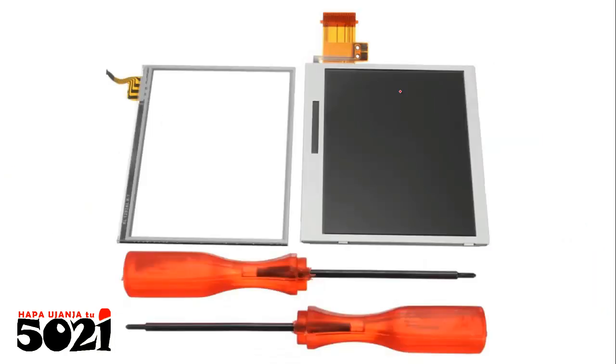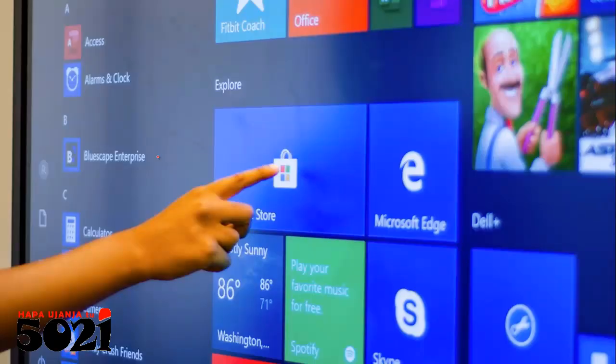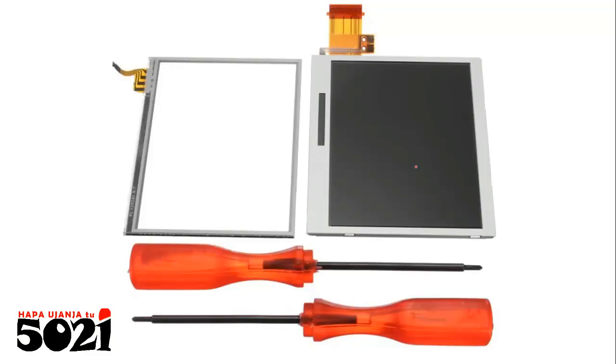So there are two different components in one. One is to see, the screen, and this is to touch. You touch and you see what you're touching. Kuna parts mbili, kuna ile ambayo unatouch na ile inayokuonyesha background yake. Unatouch hapa, then unaona kitu ulichobonyeza.